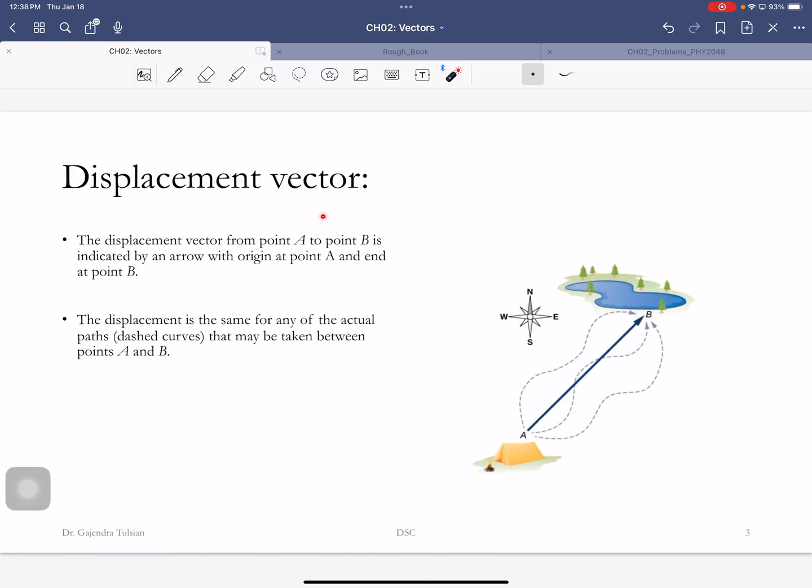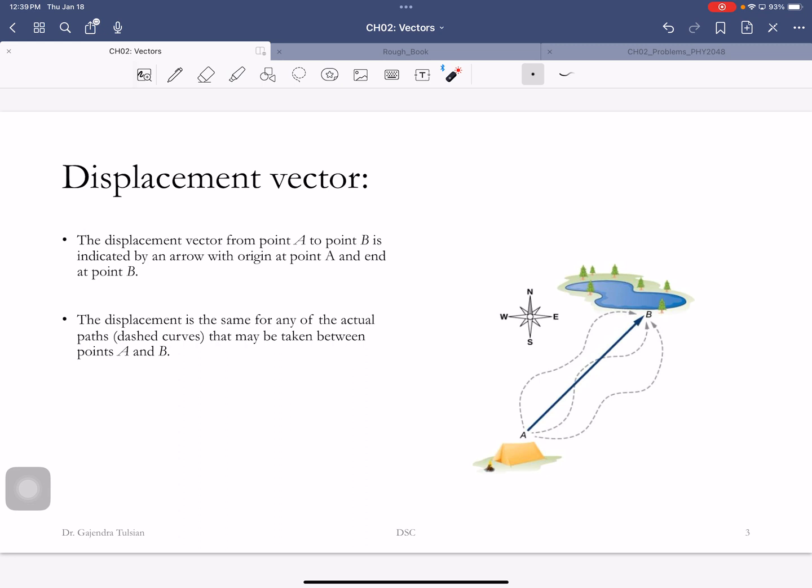Here's an example of a physical vector: a displacement vector. A displacement vector points from your starting point to your end point. Let's say you went on a walk like that. There is your displacement vector. You went for this walk, there is your displacement vector. You went for this walk, there is your displacement vector.